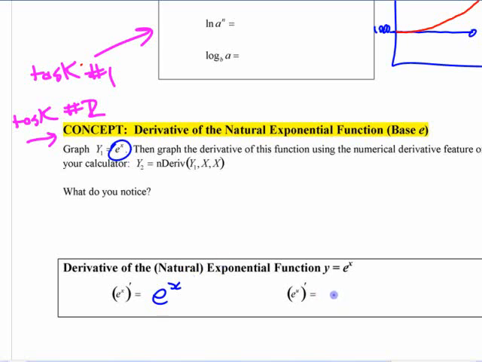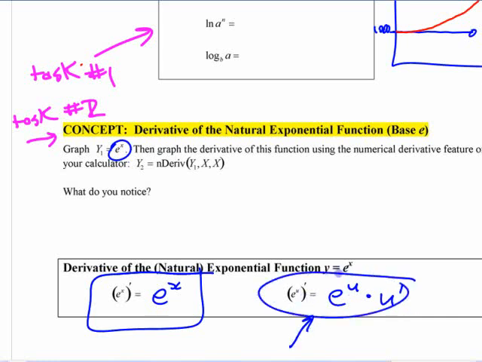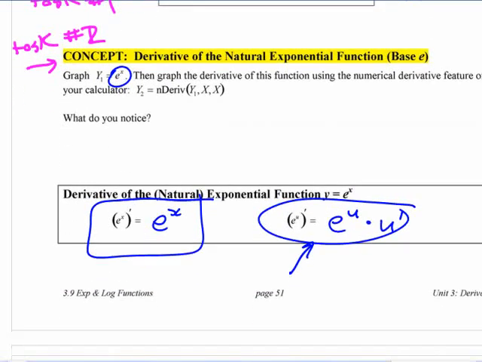This one is e to the u, but times u prime. This is just a chain rule. This is the only new piece of information. I really am not sure why I put this in, because it just makes it seem more complicated. This is just the chain rule here. All right? The chain rule, everyone.